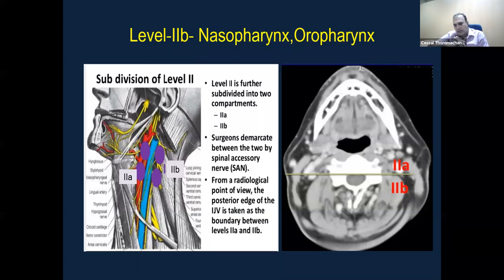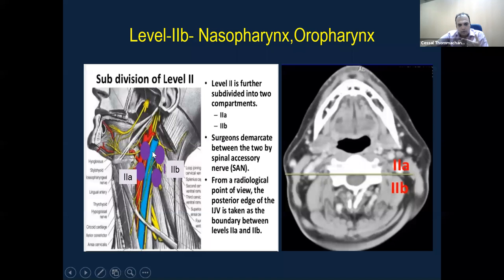Usually, we need to understand that the lymphatic drainage from an oral cavity to level 2B nodes is very, very low. The percentage of patients with lymphatic drainage from an oral cavity to level 2B nodes is very low. And if you have a level 2B node from an oral cavity, they have a bad prognosis. Level 2B nodes generally drain from nasopharynx or oropharynx. And radiologically, how you find out is the posterior limit of the internal jugular vein. Nodes lying anterior to the posterior limit of the level 2.